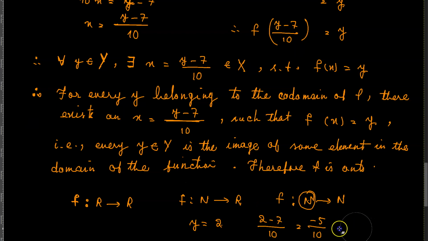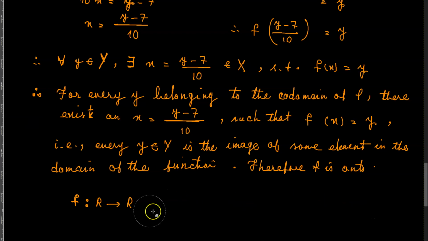But since I'm working with the set of real numbers here, whatever you have here is a real number. Then you put that real number here, subtract the 7 from it, and you still have a real number. Divide that real number by 10, you still have a real number. So that exists in the set of real numbers, and therefore every element that you have here is the image of some element here, and therefore f is onto, right?